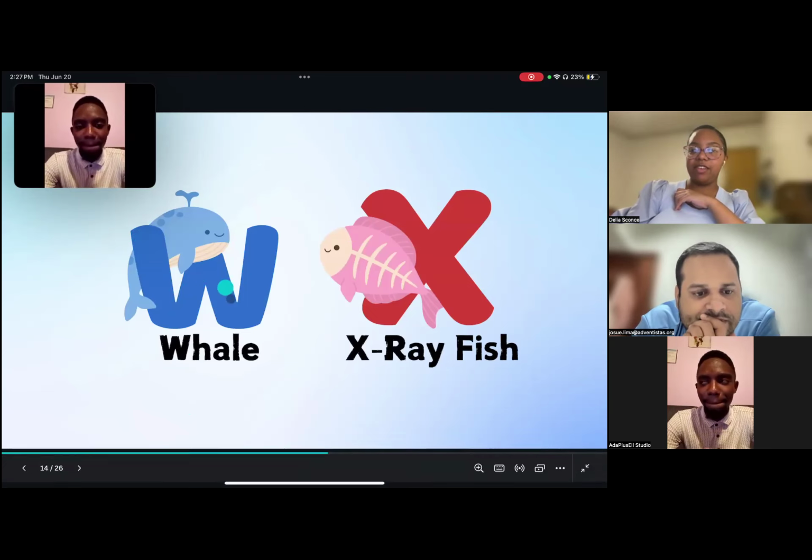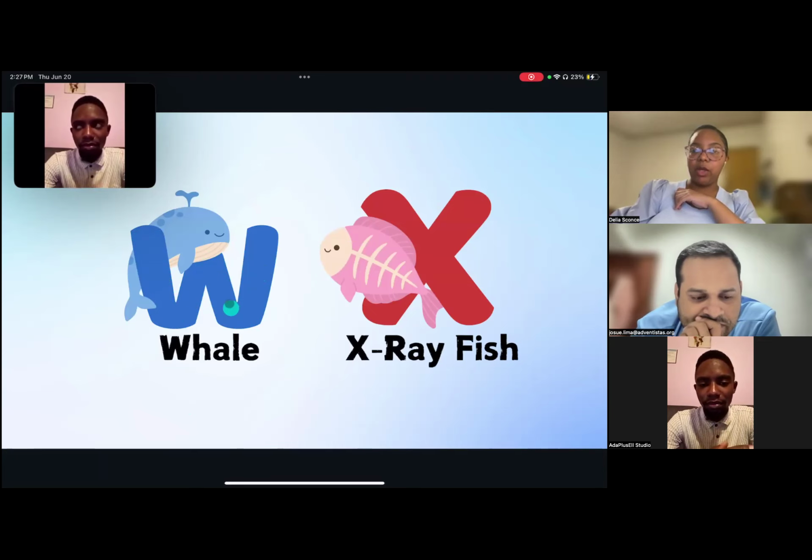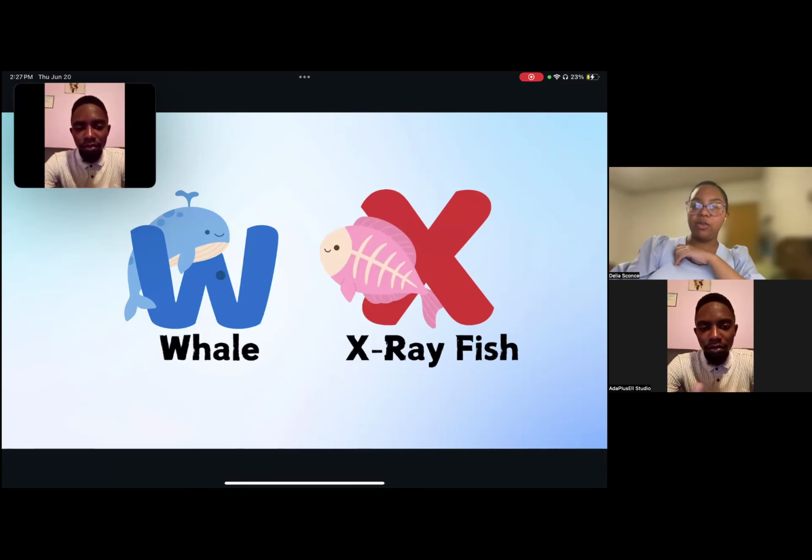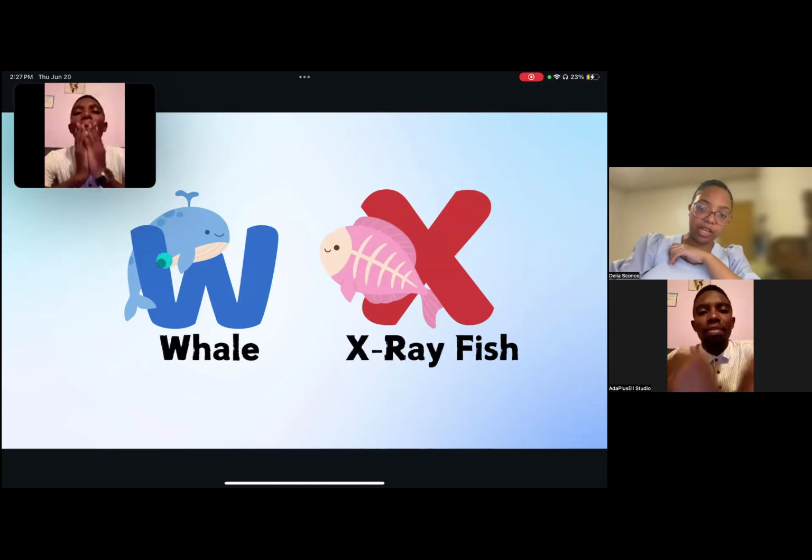Now we have W, whale. The letter W is blue. When we were looking at the letter N, we heard of a narwhal. Now this is the most basic of whales, the largest mammal in the ocean. We see on the top there's a hole where it breathes and it spews out water. And the belly of the whale is white with stripes.